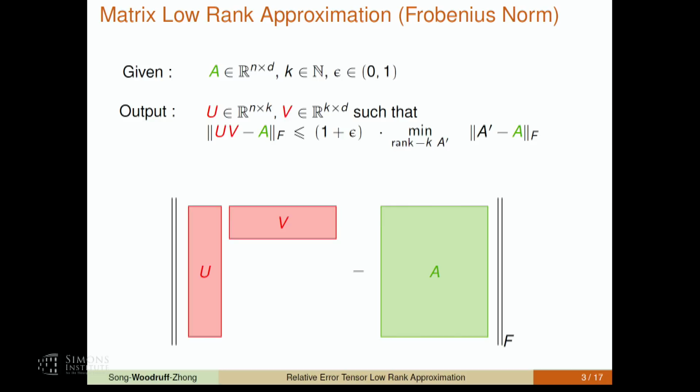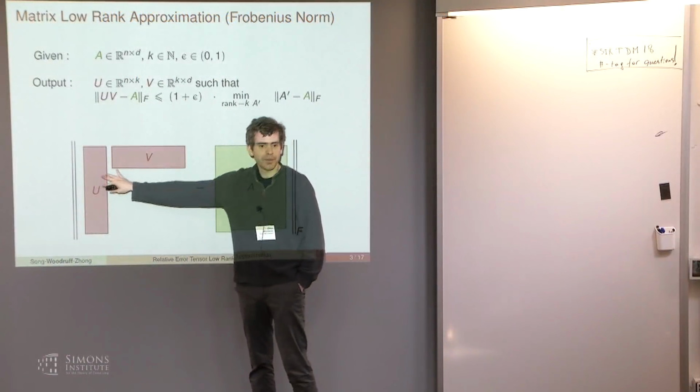Any rank k matrix can be written as the product of two matrices U and V. So U is n by k, and V is, say, k by d, if A is an n by d matrix. And so you want to find these factors of your low-rank approximation. There are many motivations for computing a low-rank approximation. Instead of storing this big n by d matrix A, I can instead store these two factors, U and V.